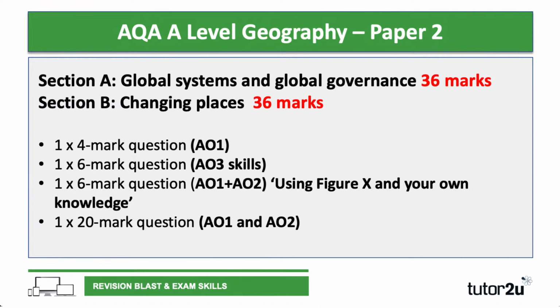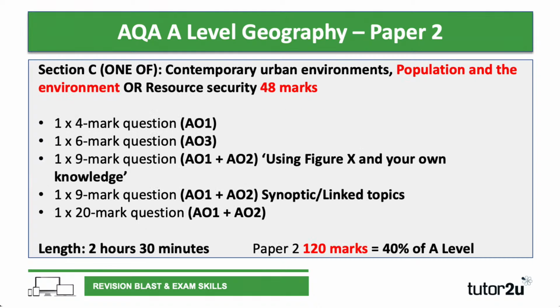But when we come to section C, there are 3 optional topics there. So it's contemporary urban environments, population and the environment, or resource security. And it tends to be in that order on the paper. So you're looking for population and the environment within section C. And these are the questions we're going to face, which are, of course, the knowledge recall 4 markers, followed by the skills 6-mark question, and we're going to talk about that in some detail, but the commands tend to be analyze the data or perhaps evaluate the usefulness of these figures for understanding something, or the way they've been presented.